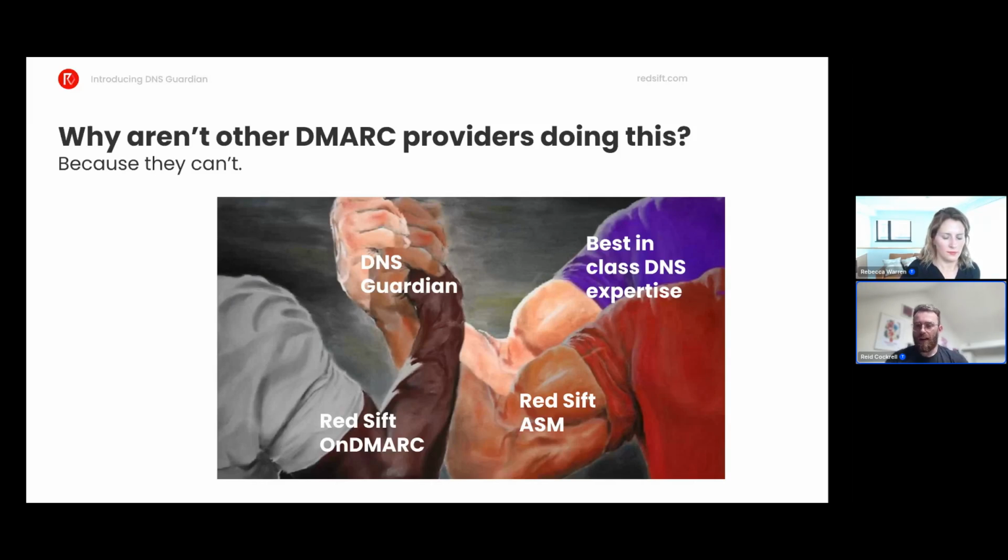And then lastly is OnDMARC, the product itself. We're uniquely positioned to be able to jump on this, partly because of the two things I've mentioned, but also because of the nature of the product. We can move quite quickly. We can build things. We've got a great team here that is able to recognize these problems and iterate and deliver on those solutions really quickly.